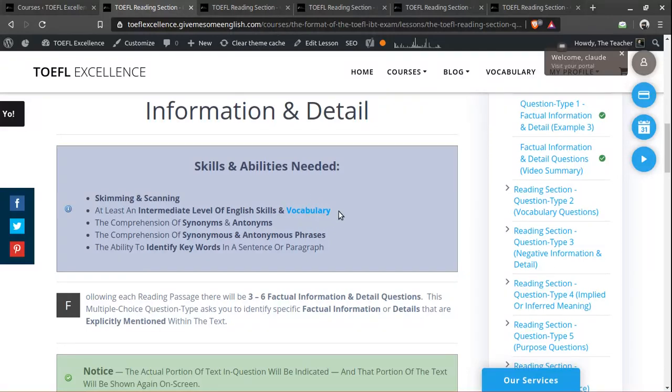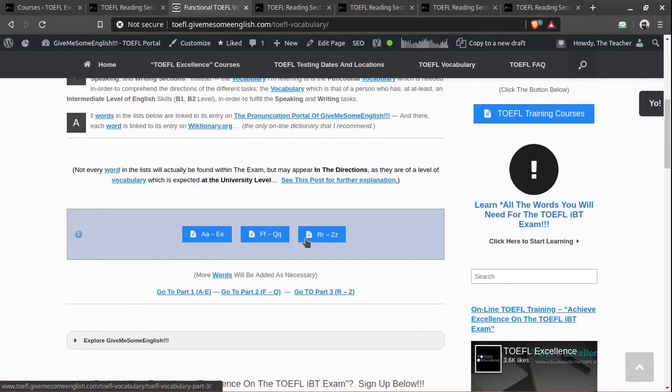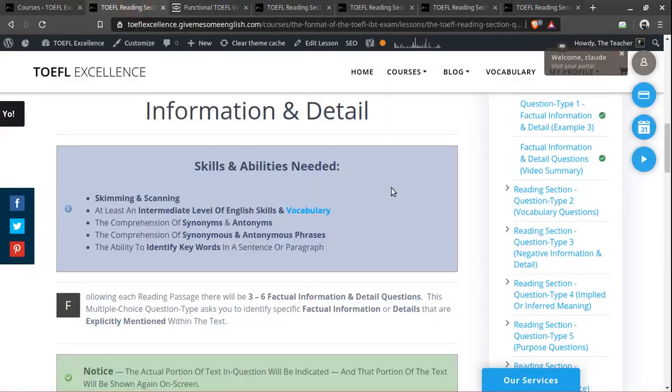This word here on the site is always linked because we have the TOEFL Excellence Vocabulary Database that you can link to. Anytime you see the word vocabulary, you can press that and it will take you to the database so you can learn new vocabulary words. This database is made up of the 5,000 most common words plus a few extra, so there's a huge amount of vocabulary that you can learn here. You definitely have to have good vocabulary skills and at least an intermediate level. And that's true of any part of the exam. That's a skill that you need for the entire exam.